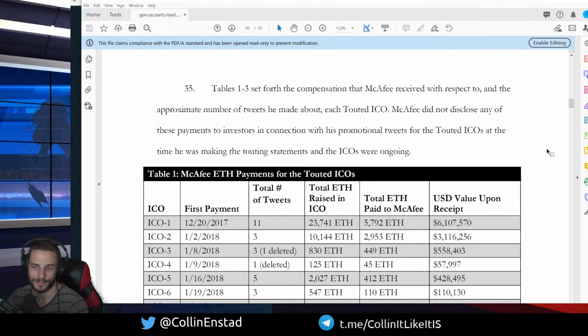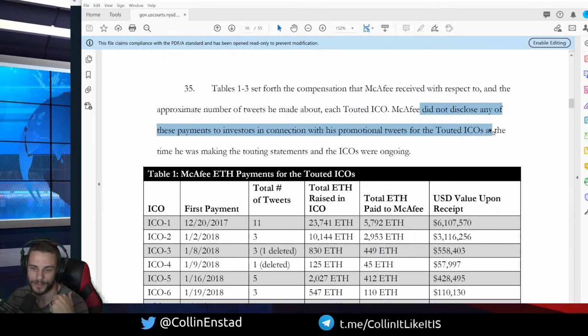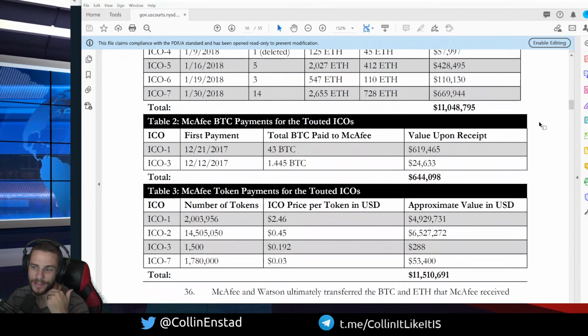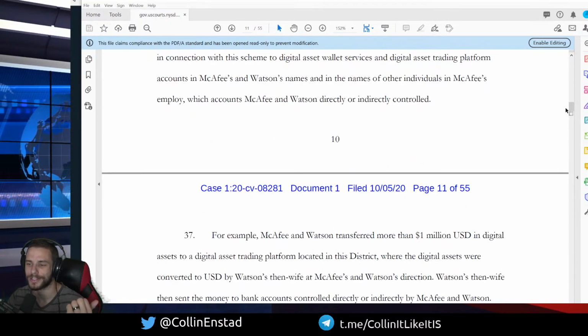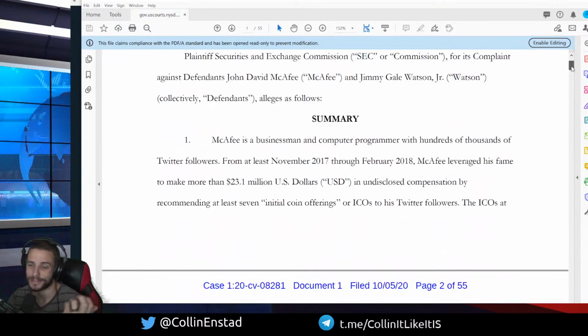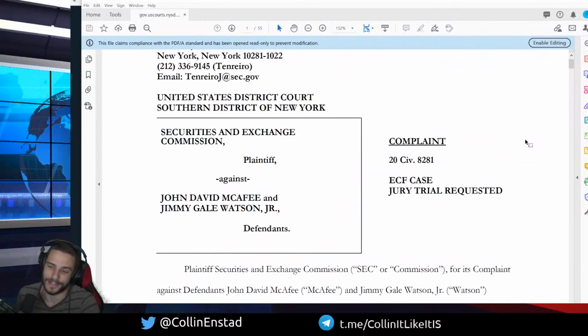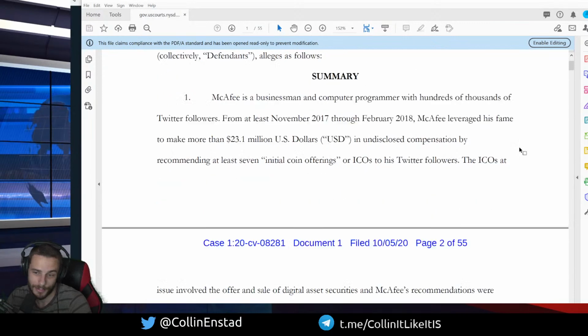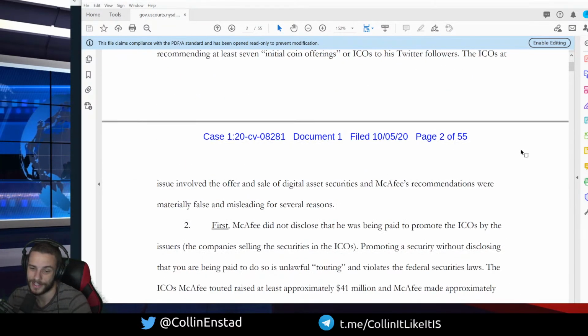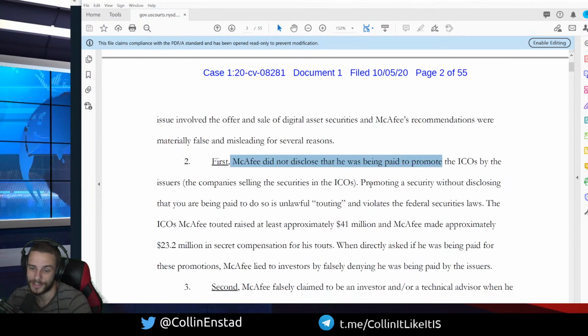And so he did not disclose any of these payments to investors in connection with the promotional tweets. And so this is a paid promotion, and he'd be free within the law or something. Yeah, I guess so. So yeah, the SEC won't let him be. That's all I'm saying.